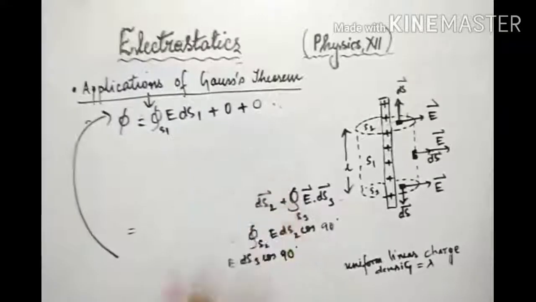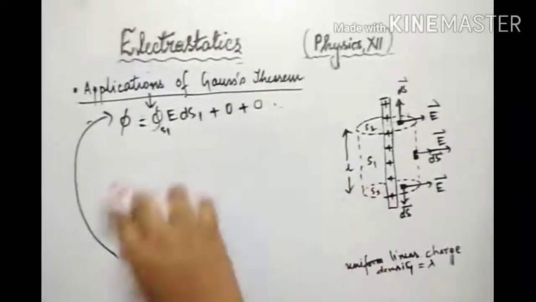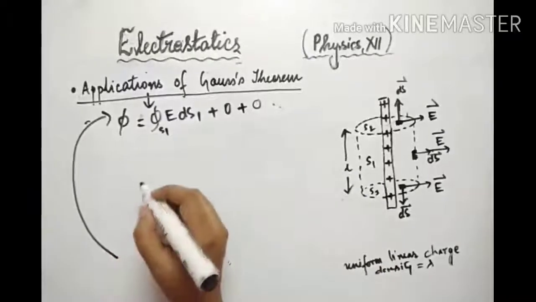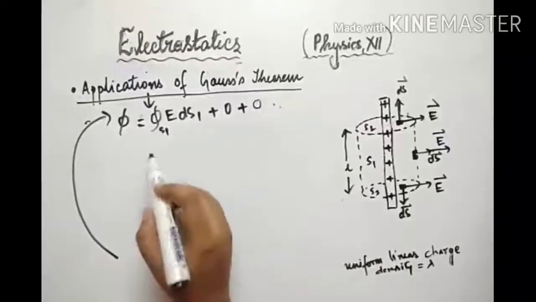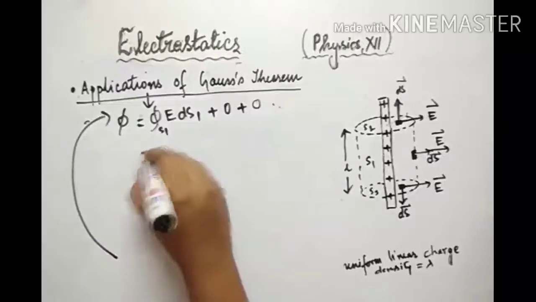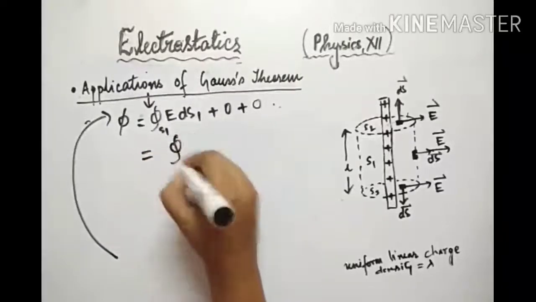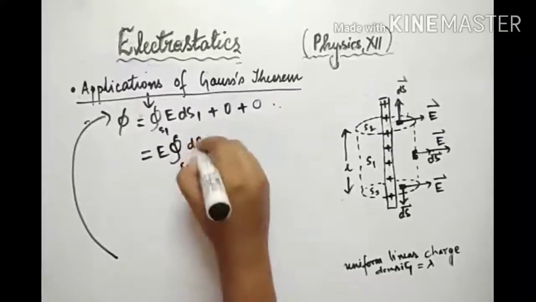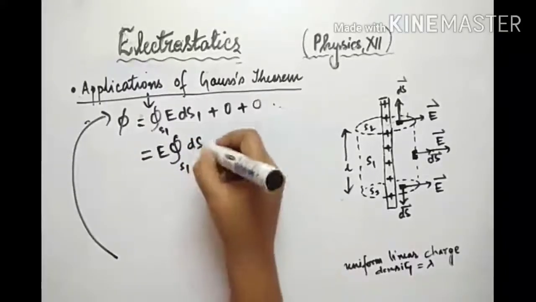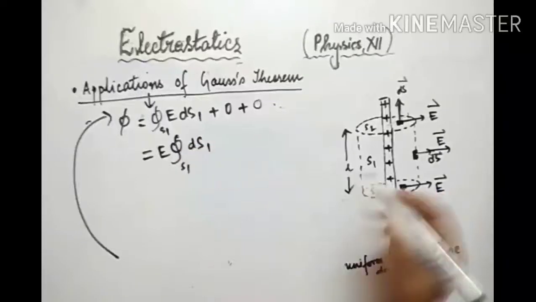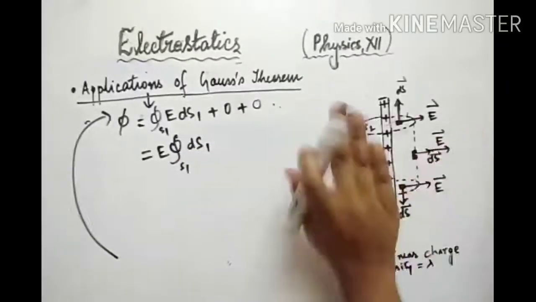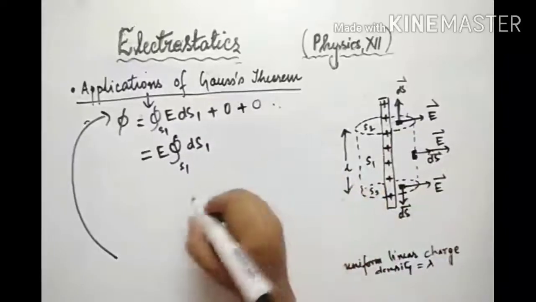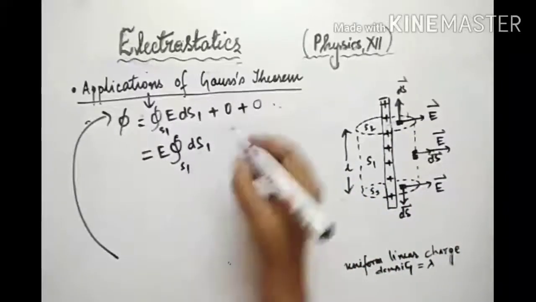So let me erase this. Next, now what to do with it? You see, in this case E will come out. What will remain? Closed integration of this surface. So this surface is what? The curved surface of the cylinder. Okay, the curved surface of the cylinder. So what is the curved surface area?